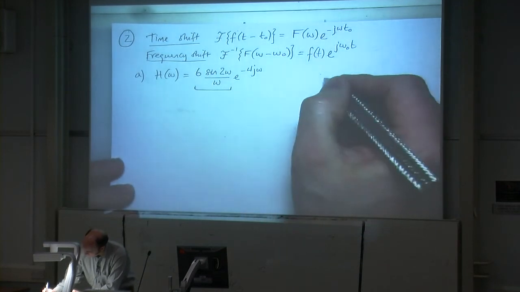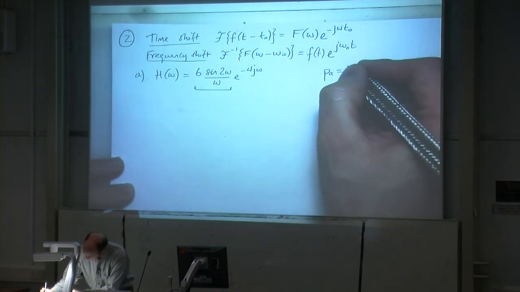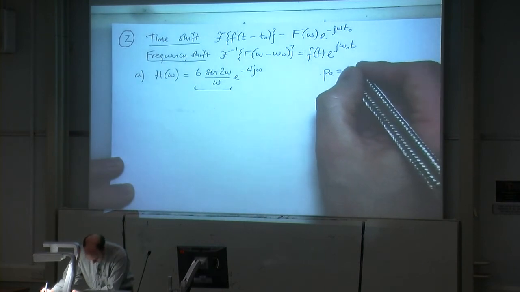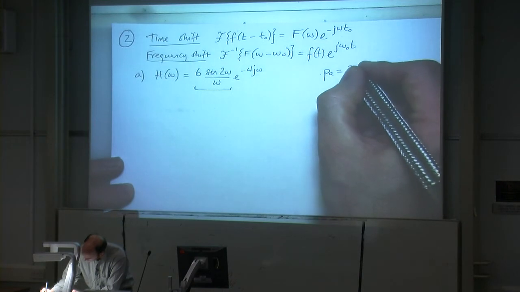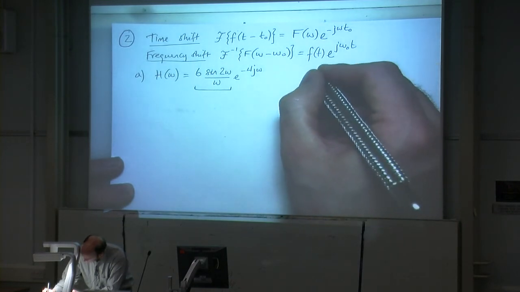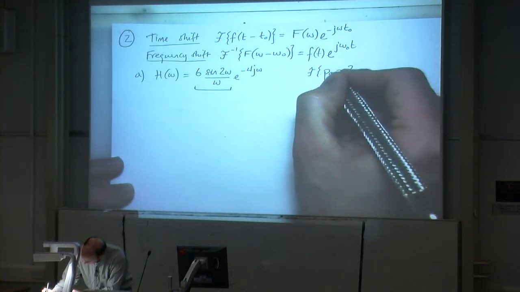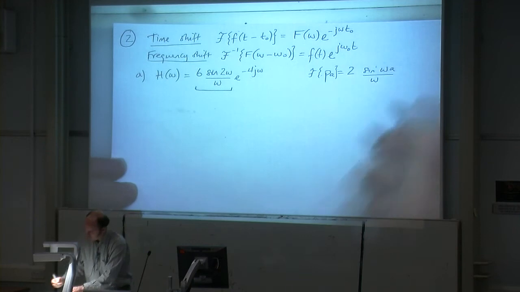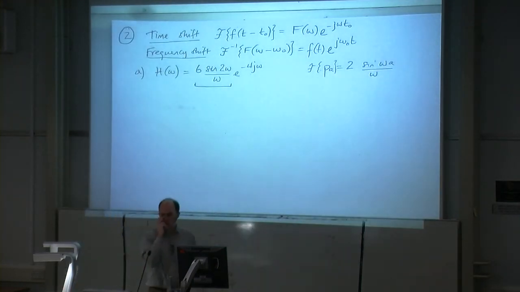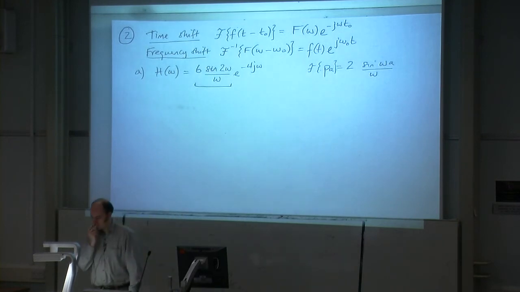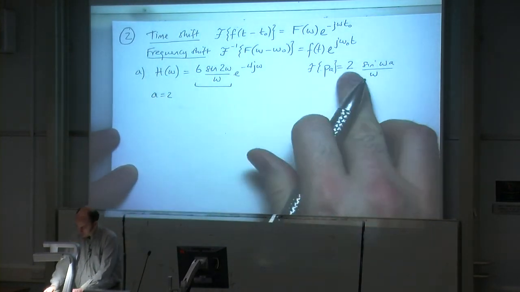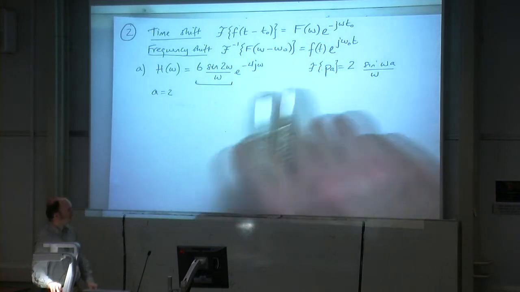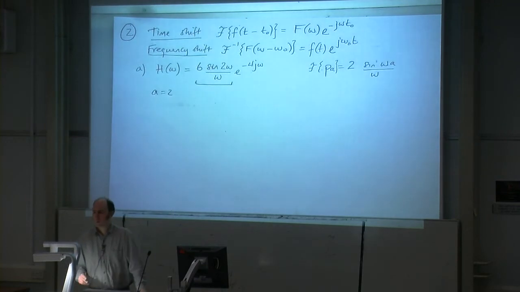And we know that with a rectangular function, p_A(t), the Fourier transform of p_A is 2 sine omega A divided by omega. So if we were to match these up together, what would A be? Two, okay, so A is 2. But notice that we have a 2 out the front here, and here we've got a 6. So how do we get from 2 to 6? Multiplied by 3, yeah? 2 times 3, you get 6.